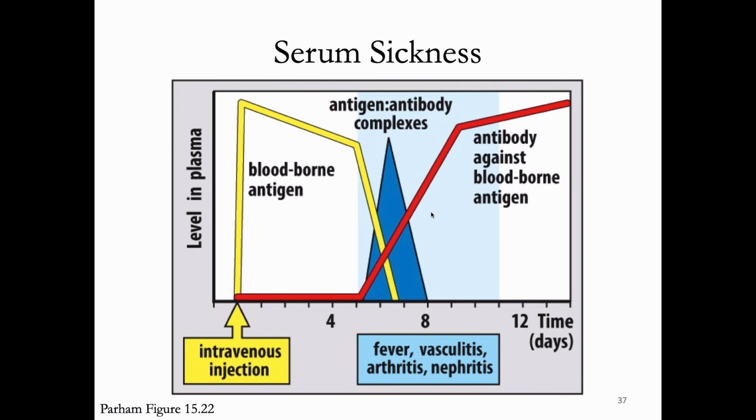And in that time where you have just the right amount of antigen and just the right amount of antibody, immune complexes can form, and they can lead to generalized inflammation, so you'll start to have a fever. They may deposit in the vessels, and so you might get vasculitis. They may deposit in the kidneys, and you may end up with nephritis. And they may deposit in the joints so that you get arthritis. And so all of these things can be a side effect of that introduction of this antigen.